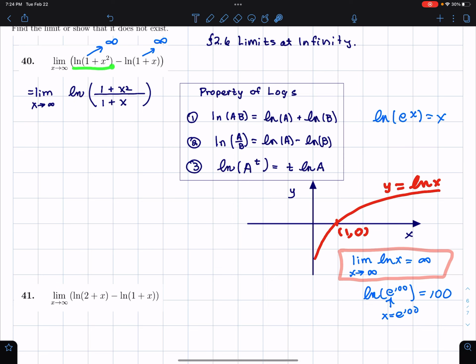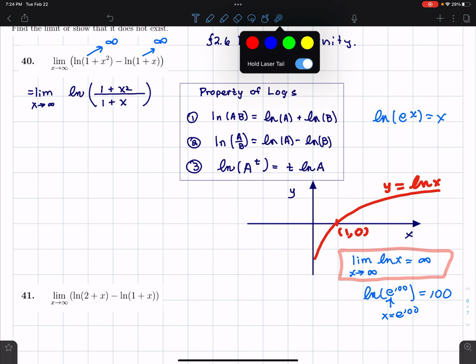But say one might be a trillion, that's huge. The other one might be a billion, also huge. But a trillion minus a billion is not zero. So we don't subtract infinity. But what we can do is do a fraction here.